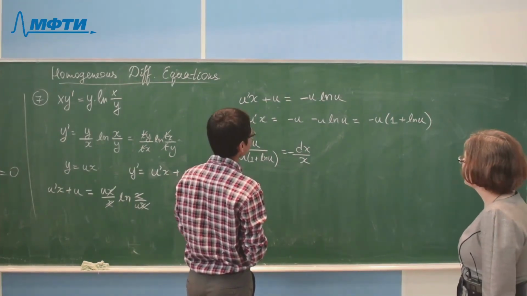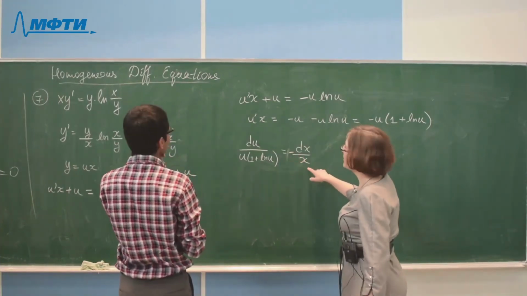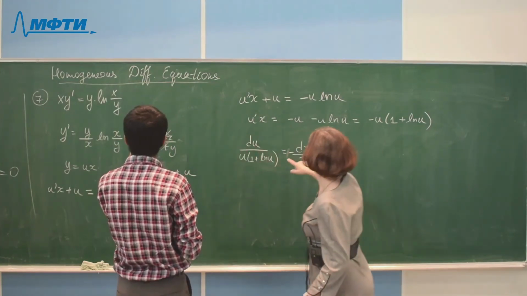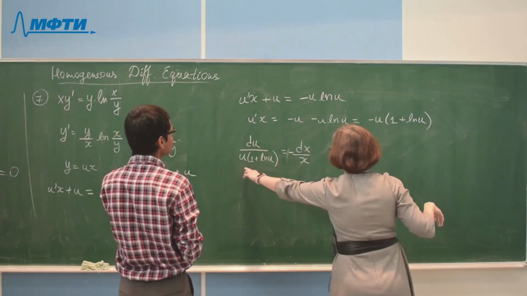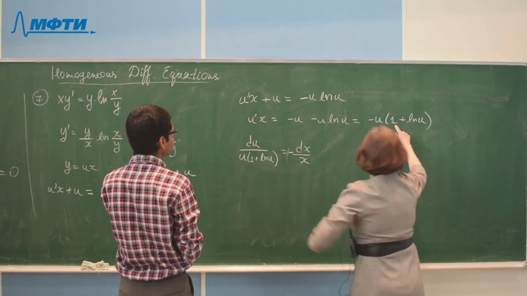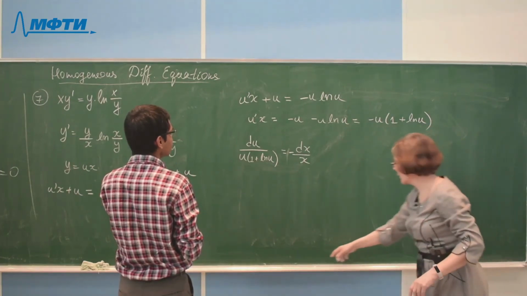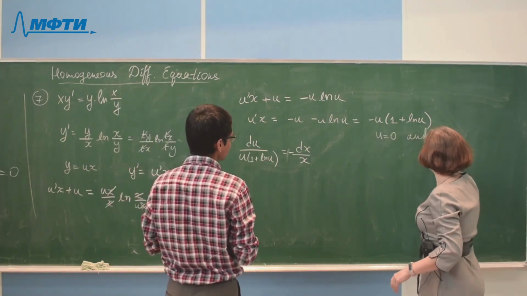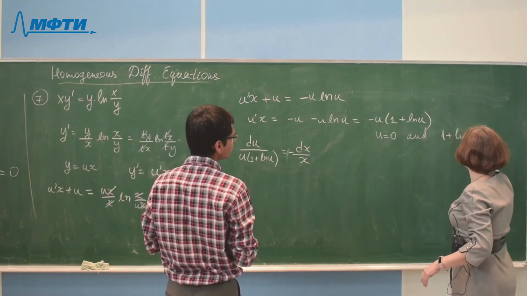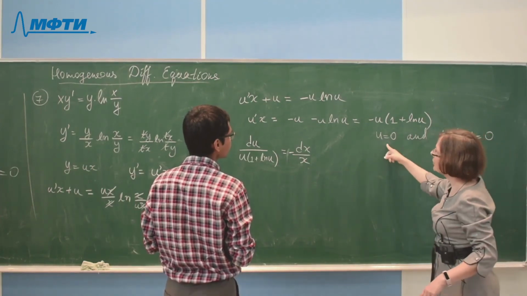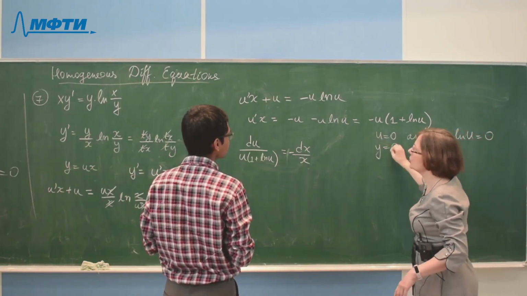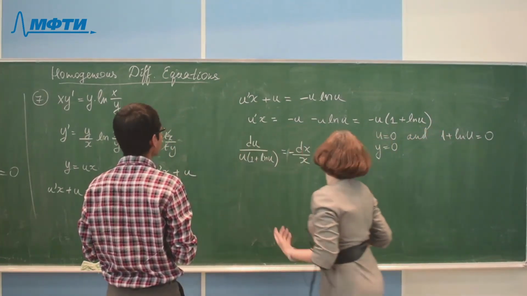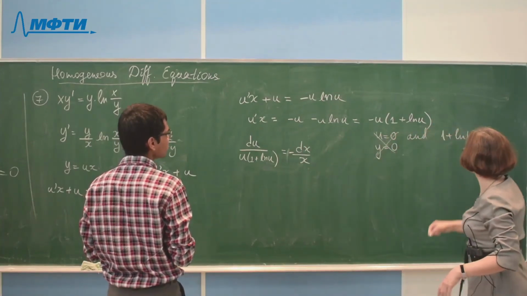Check the particular solution. So x equals 0 can't be a solution because we divide by x. But u equals 0 and 1 plus ln u equals 0 should be checked, of course. If u equals 0, then y equals 0. It can't be a particular solution, because we can't divide by y. So no, it's not a particular solution, but what about this?